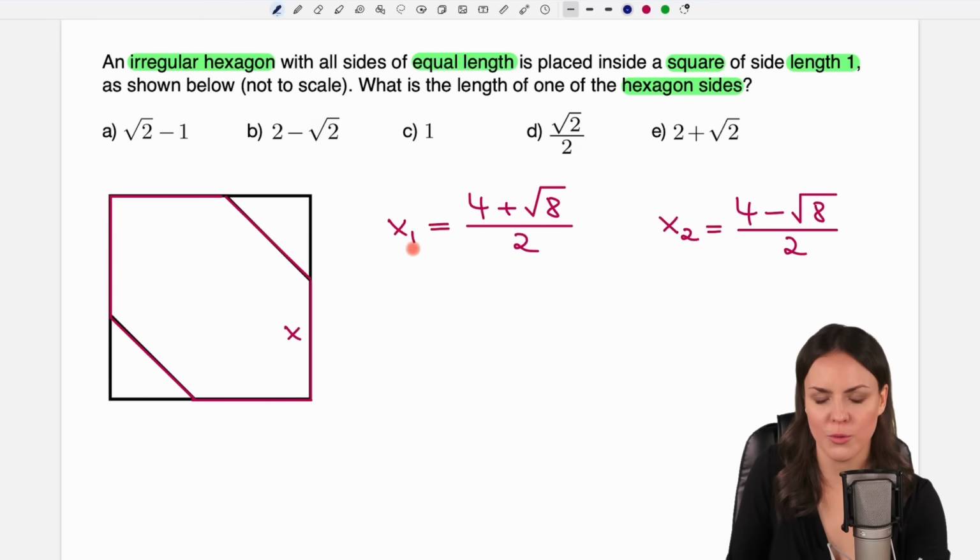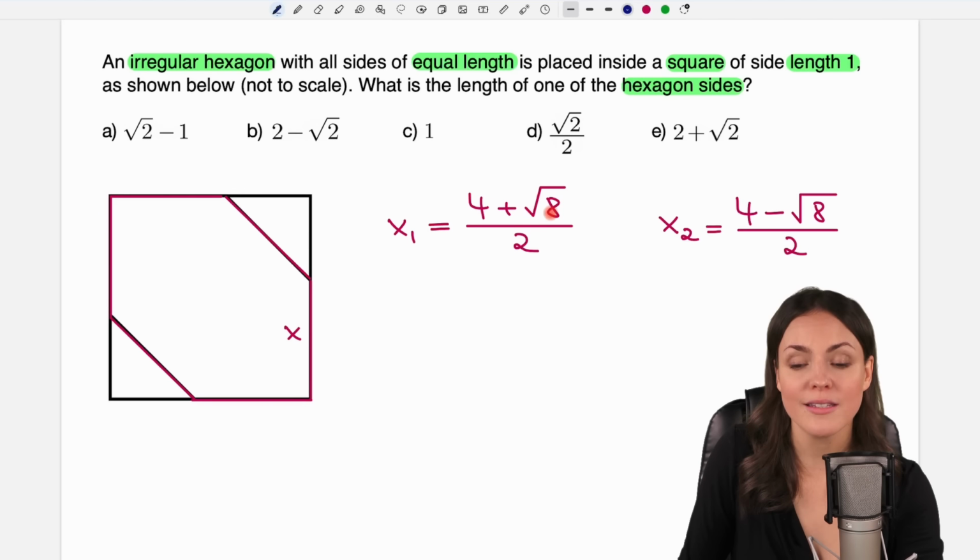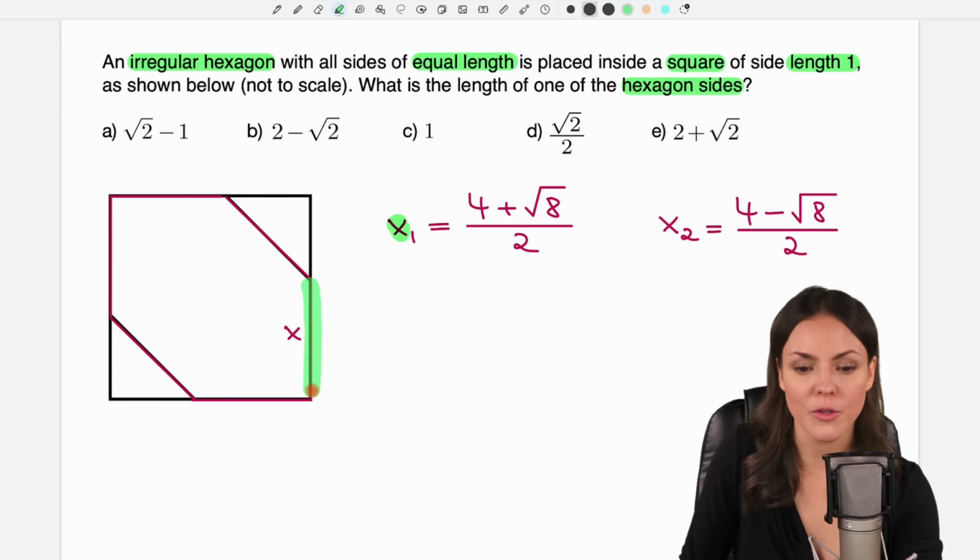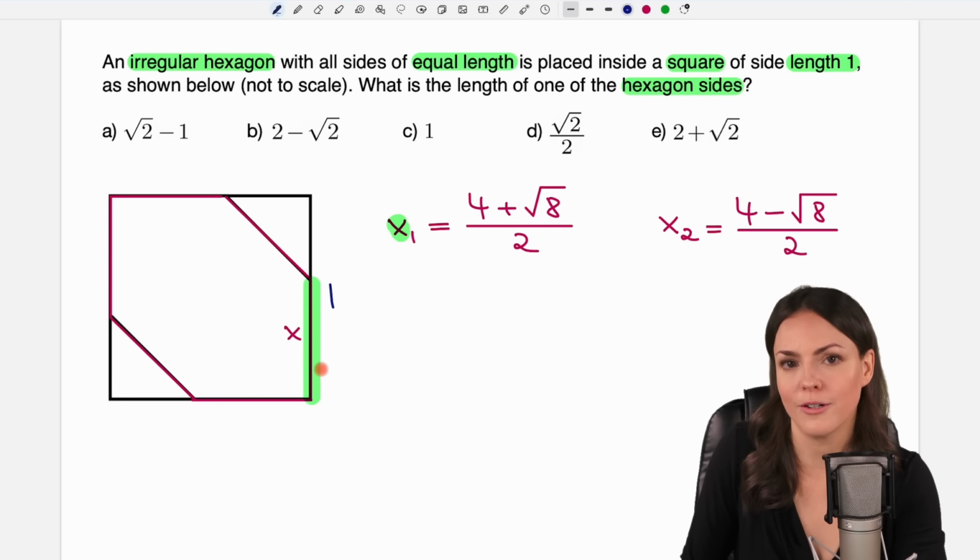What about the first one? We have 4 plus the square root of 8 divided by 2. This is the value for our x. X is part of the square here, so the side of the square was of length 1. So x has to be smaller than 1, otherwise it wouldn't fit into the square, right?